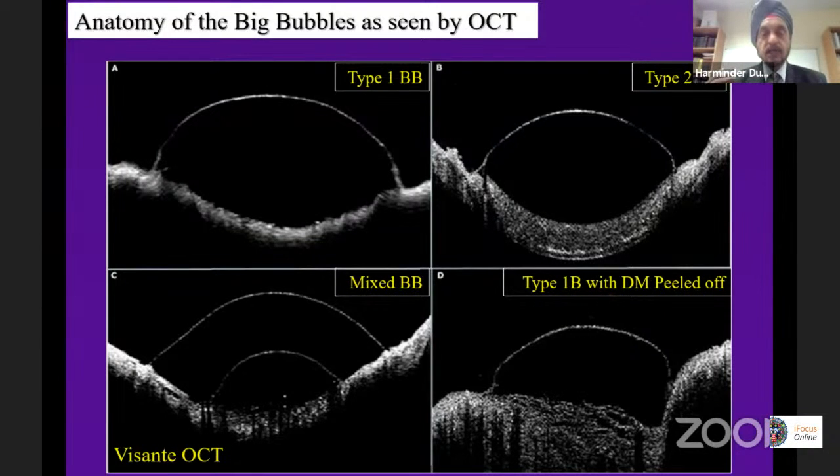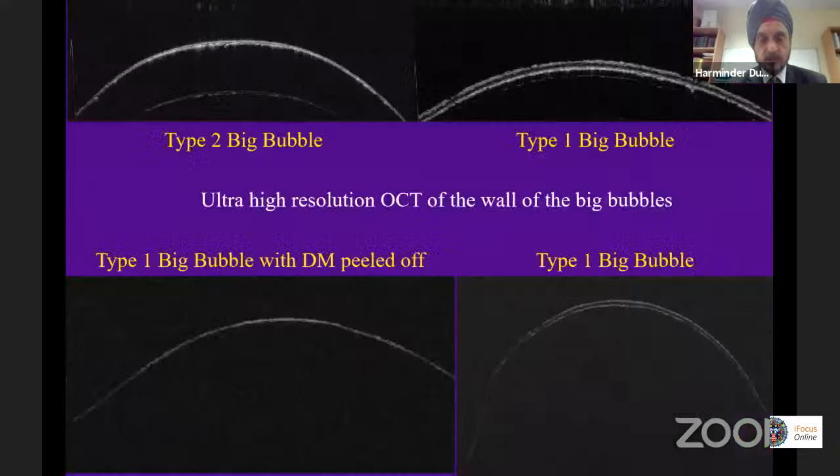OCT is telling us the delineation of points of different refractive index. That's all. It is not telling us the histology, although we often try to interpret it in that sense. Wherever the refractive index changes, OCT changes. Look here, that's just a reflection. So here you can see this is a type 2 bubble.